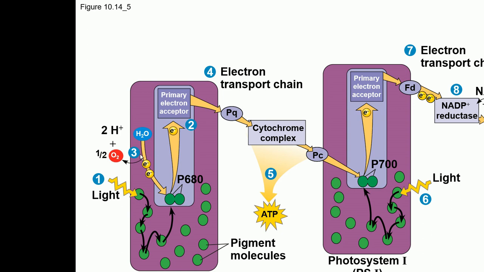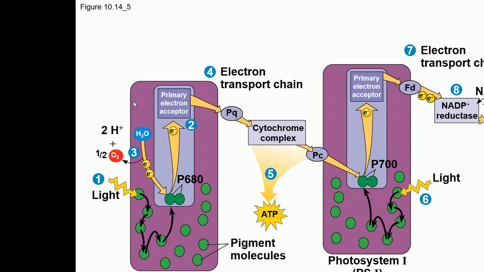So if this becomes oxidized, and electrons reach here, eventually you will see that these electrons are passed to this electron transport chain, which is between these two photosystems. When the electrons are passed here, there will be a shortage of electrons here, because this chlorophyll has already lost the electrons to this primary electron acceptor, and this primary electron acceptor passes electrons to this electron transport chain.